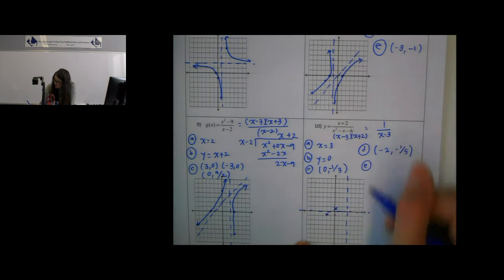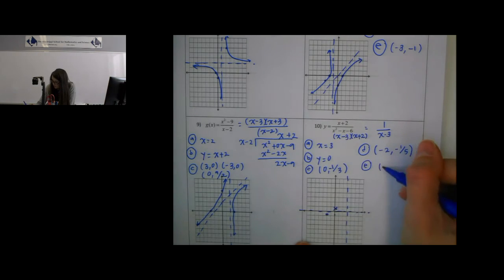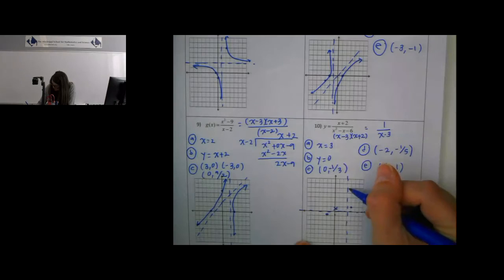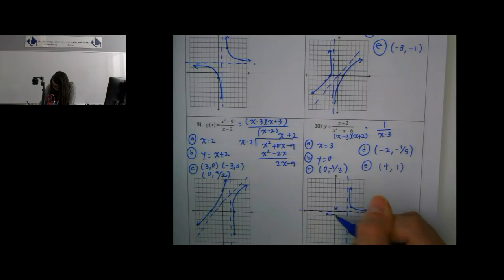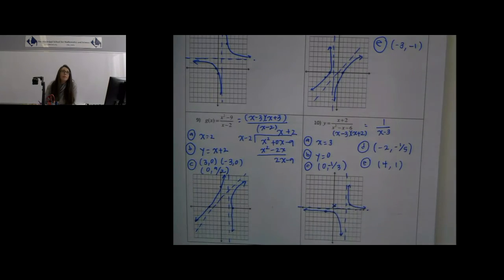Let's figure out what's happening over here on this side. So 1, 2, 3, 4. Let's plug in a 4. If you plug in a 4, you will get positive 1. So this is going to look something like this. And there's a hole right there. Okay, so that's everything that I'm looking for in this graph.